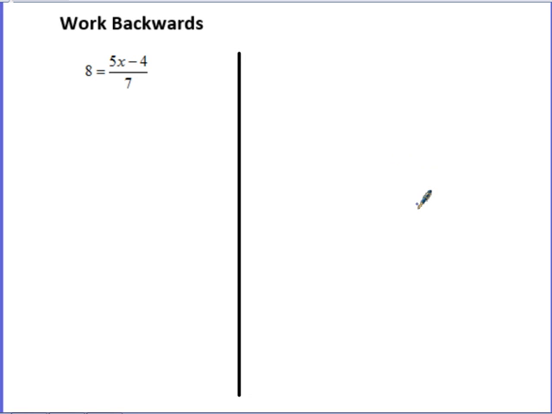So when we solve equations, what we're really doing is working backwards. And a lot of times we get confused. We know that we're trying to get x by itself. We know we have to use inverse operations to get things to the other side, but we're not sure where to start. So remember that we're working backwards.